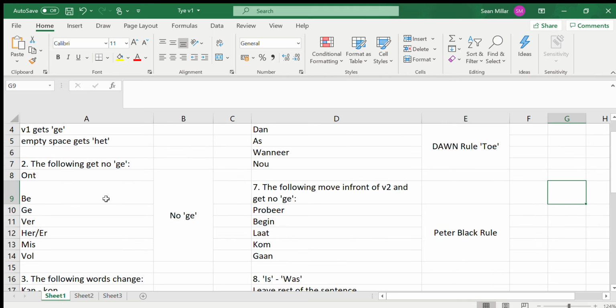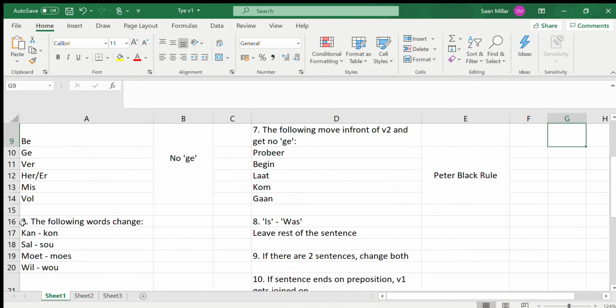Then the second rule to be aware of: the following words do not get a g when they move to the end of the sentence. A word beginning with ont, be, ge, vir, her, mis, vol. So ont, be, ge, vir, her, mis, vol. If the word that moves to the end of the sentence, replaced by the het, begins with those letters, that word does not get a g.